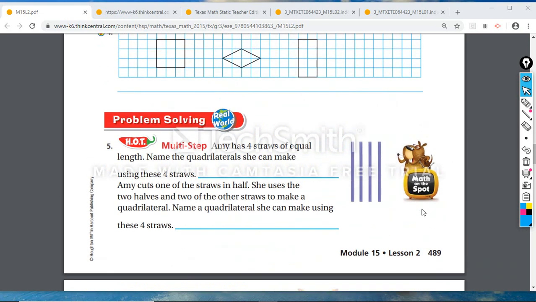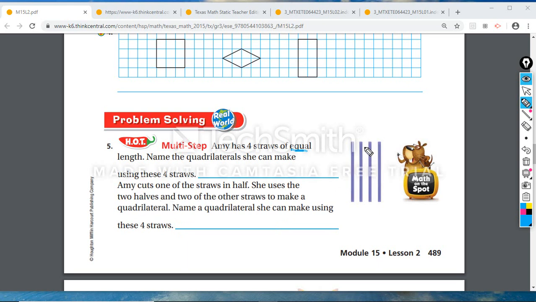The next one here, so you have to start thinking about what Amy has: four straws of equal length. Here they are. And if you have four sticks or four little straws, let's try to do this with your hands-on experiment. Try it out yourself. So she has four straws of equal length. That's the key, equal length. Name the quadrilaterals she can make using these four straws. So which quadrilaterals can she make using the four straws? And then think about if she cuts one of the straws in half, she uses the two halves.